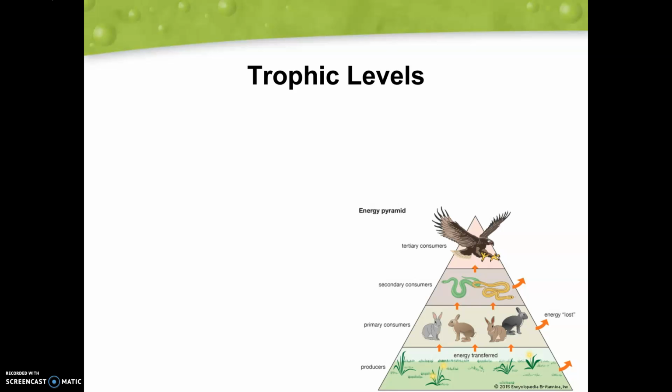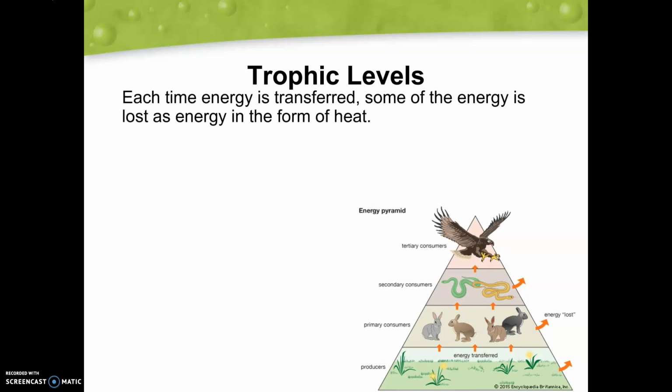So let's talk about this again in the level of these pyramids. Each time energy is transferred, some is lost to heat. We can see these little arrows showing over here the energy that's being lost as we move up in our trophic levels. But we also see that energy transfer. Remember, it's 10% from each level. So if we have 1,000, we're only getting 100 here, only 10 here, only 1 here.